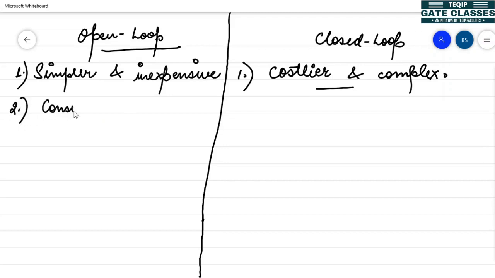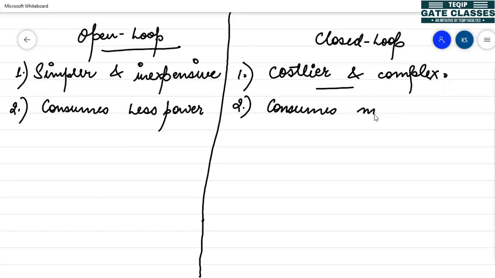Open loop system consumes less power, whereas closed loop system consumes more power. Because to generate an error signal, we have to measure the output at every instant and feed it back to the error detector, so it consumes more power.